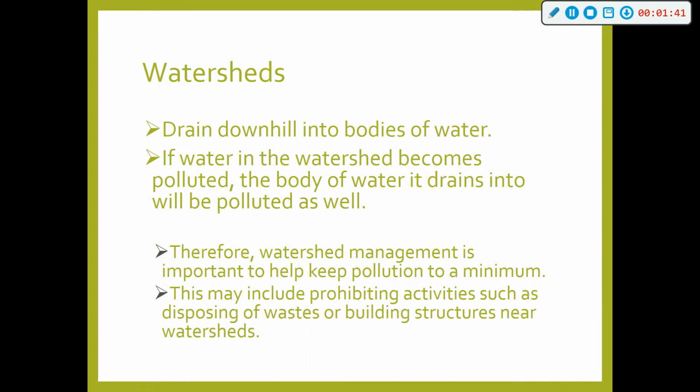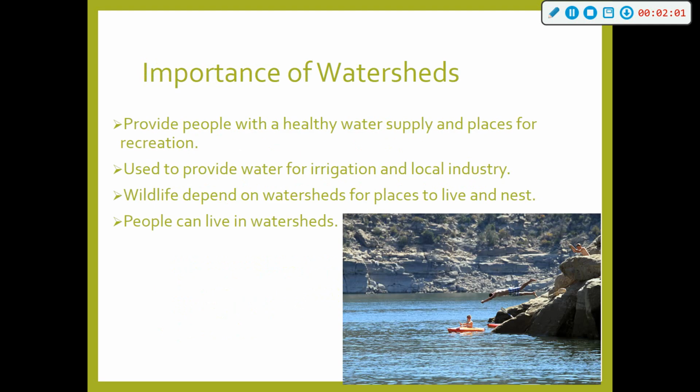So watersheds drain downhill into bodies of water. If water in the watershed becomes polluted, the body of water it drains into will be polluted as well. Therefore, watershed management is important to keep pollution to a minimum. This may include prohibiting activities such as disposing of waste or building structures near watersheds.